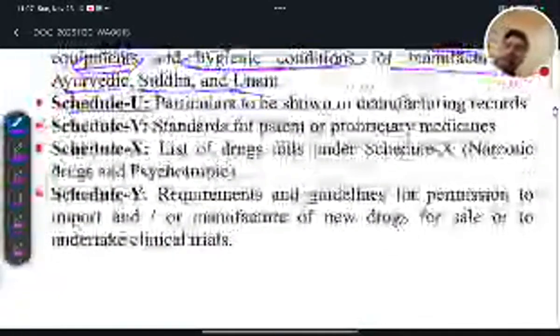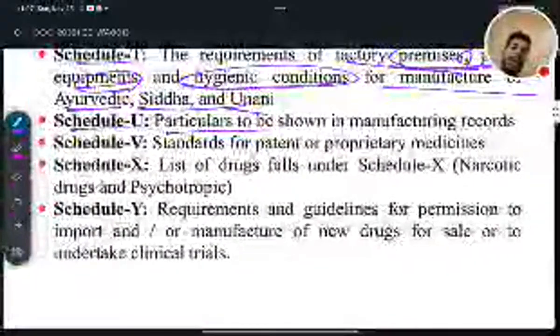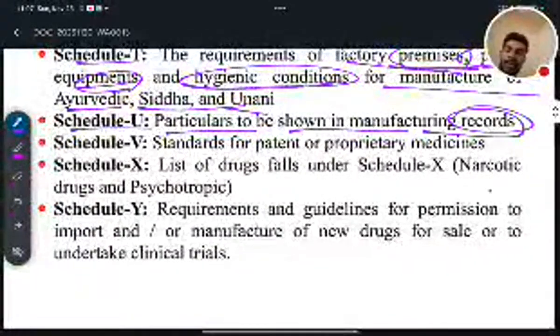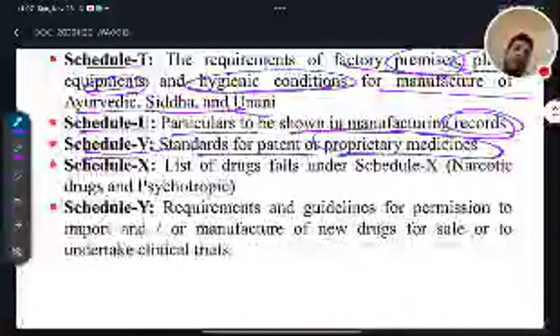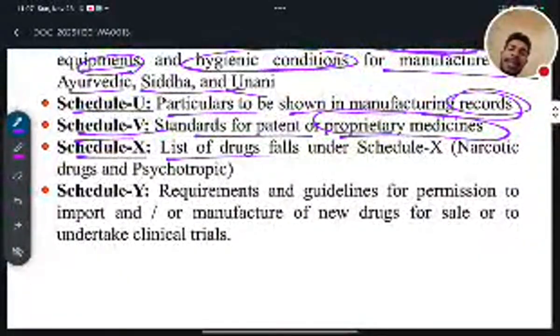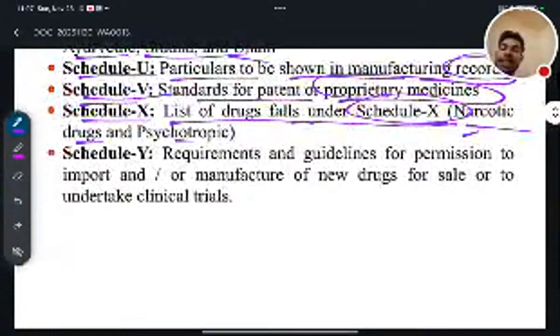Schedule U is for the particulars to be shown in the manufacturer's diary. It is related to the diary, so shown in the manufacturer's record. Schedule B stands for patent or proprietary medicine. Schedule X is a list of drugs such as narcotic drugs and psychotropic drugs.